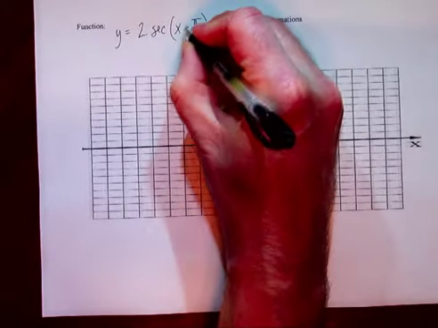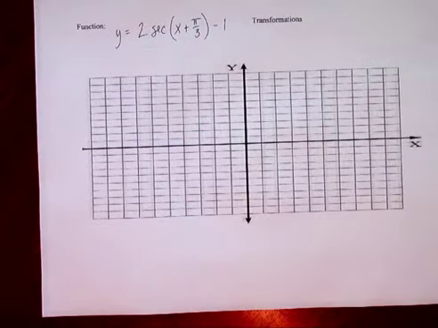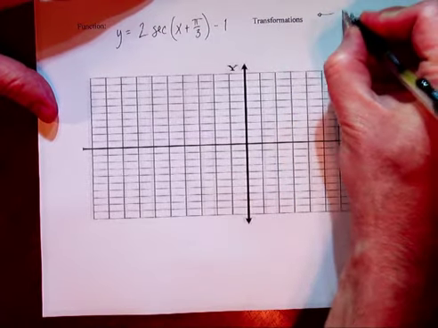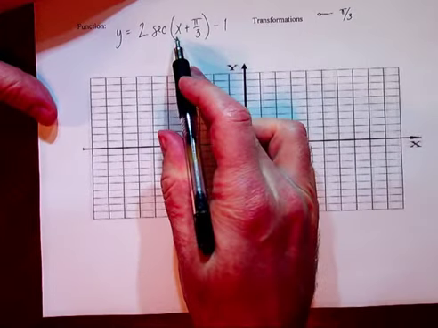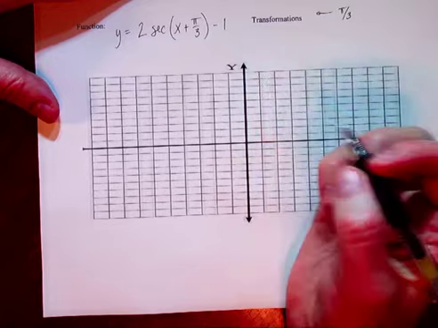Let's do plus pi over 3 minus 1. Okay. Now, that is 3 transformations, right? And of course, like always, we work from the inside out according to order of operations. The plus pi over 3 is going to take us to the left pi over 3 because x has to be pi over 3 more negative to compensate for that positive pi over 3.